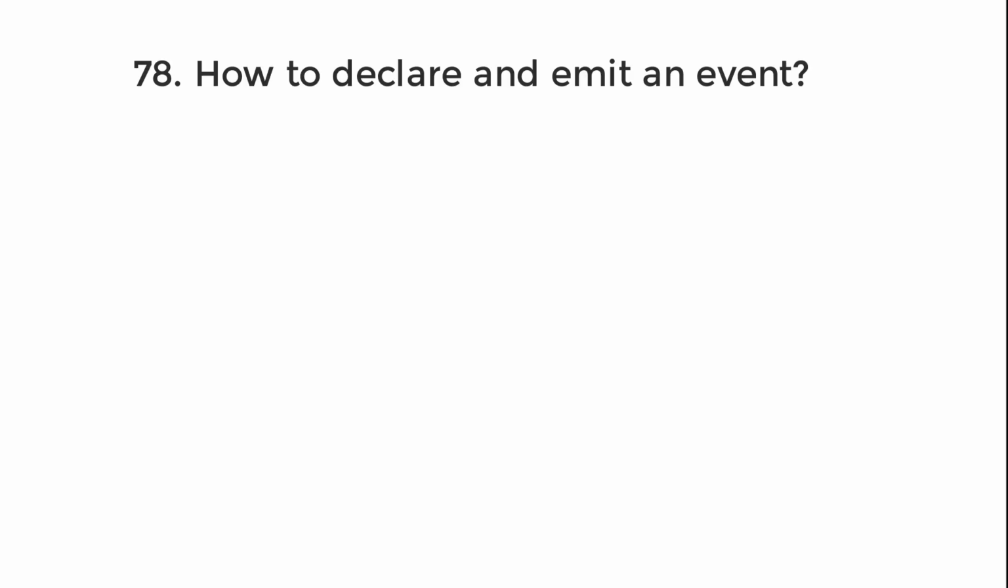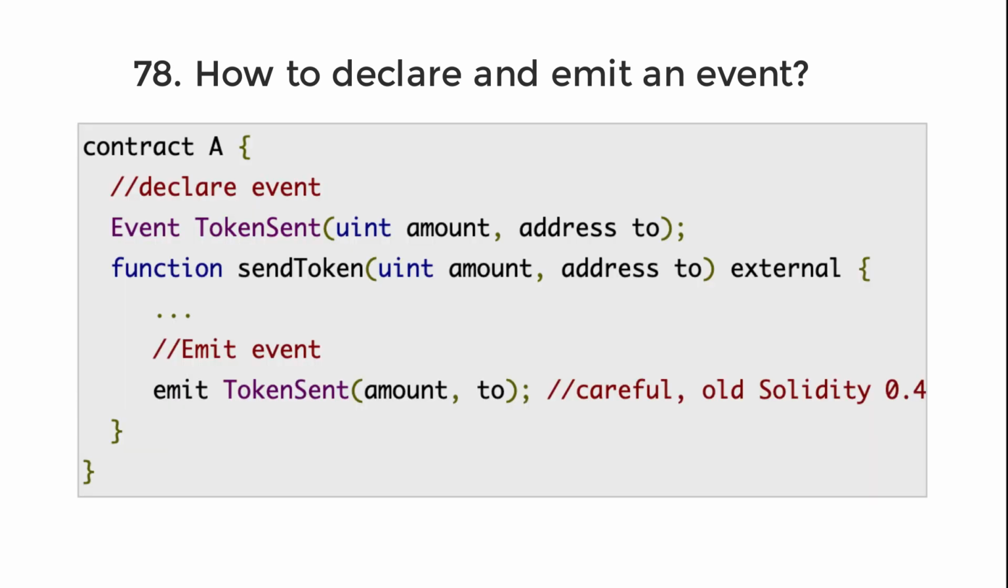How to declare and emit an event. First, you need to declare the event at the contract level using the event keyword, the name of the event, and the description of its fields. You can use standard Solidity types for its fields. Then, inside a function, you will emit an event using the emit keyword, the name of the event, and you will give the argument for the field of the event.